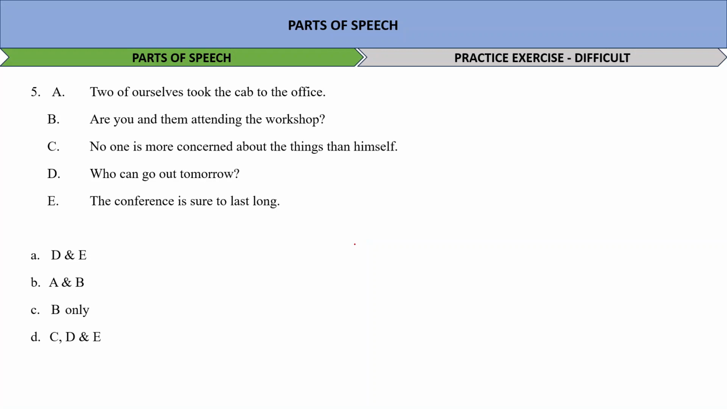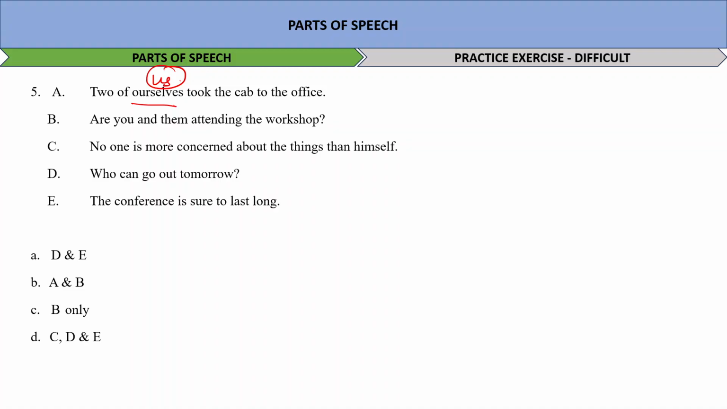So while reading sentence number A, I can see that the term ourselves is not appropriately used here. Two of us, we are considering each other as subjects. Two of ourselves. Why will I use ourselves without any transitive verb like enjoy, acquit, present, absent, avail, any one of it, right? There's no verb used here. So I'll not use a reflexive or emphatic pronoun accordingly. So I can directly see the error here. So two of us took the cab to the office first, and then secondly, when we read sentence number 2, are you and them?